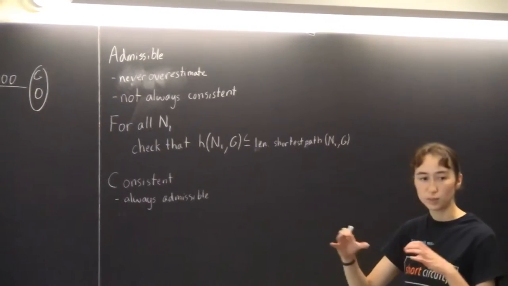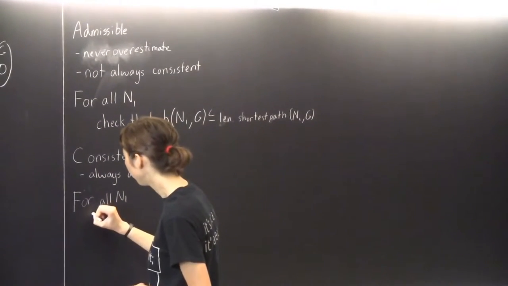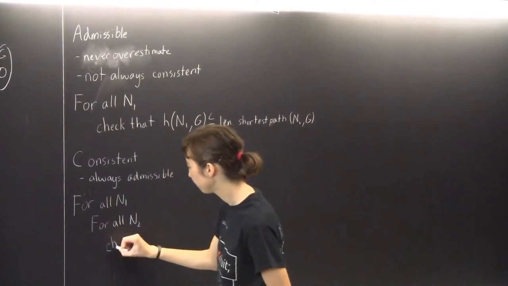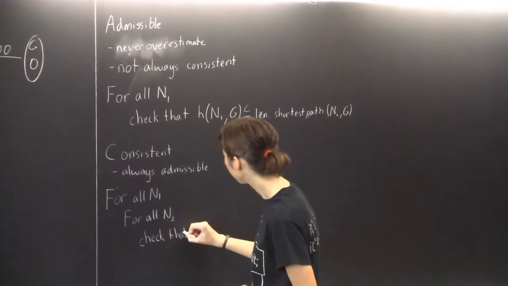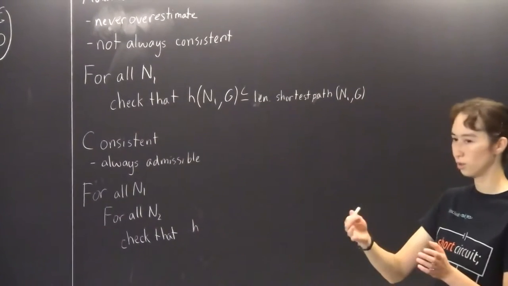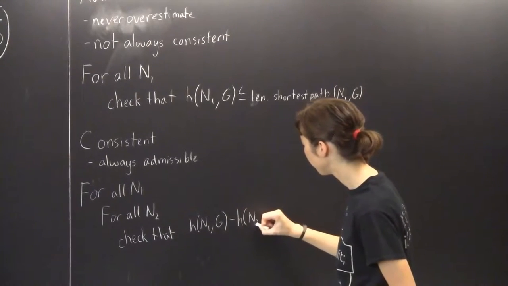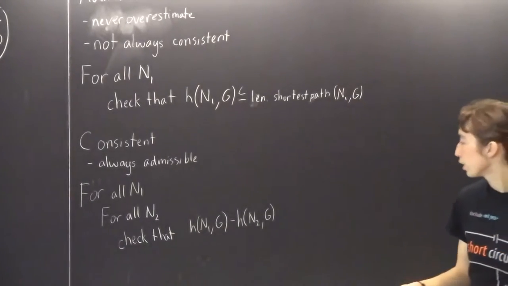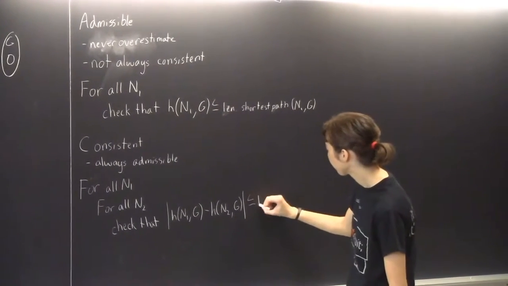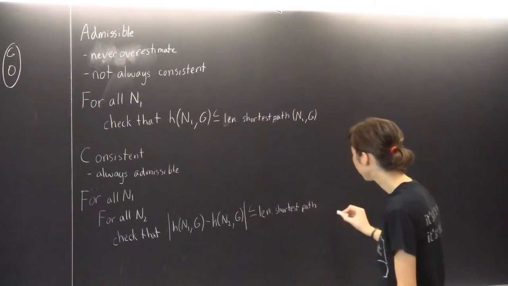Consistency is similar, except that it involves a pair of nodes. So we would look at, for all nodes n1, and then for all nodes n2, we're going to compare the heuristics between them, like the heuristic from each node to the goal. Take the difference of those. We don't care which heuristic is bigger, we just care what the difference is. So we'll take the absolute value of that. And that should be less than or equal to the shortest distance between the two nodes.